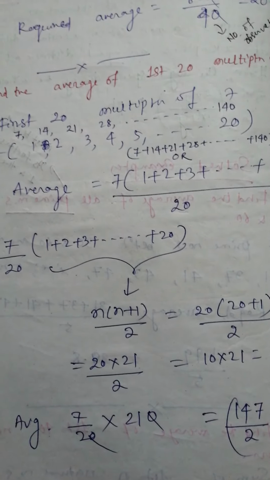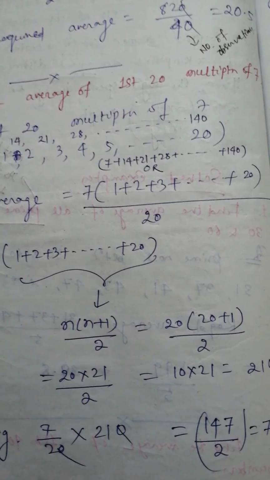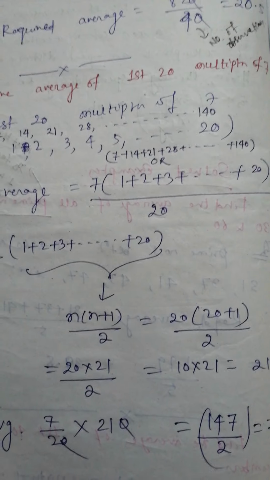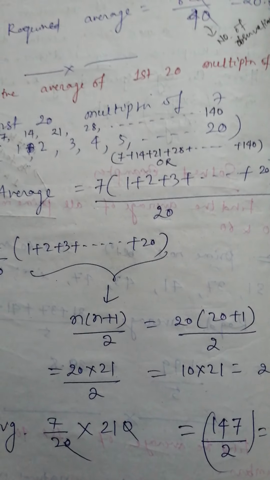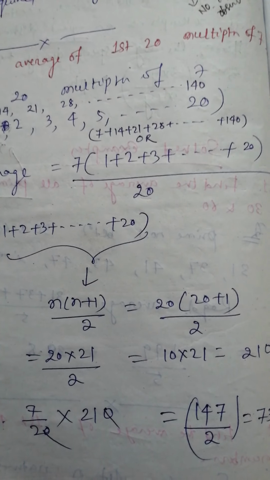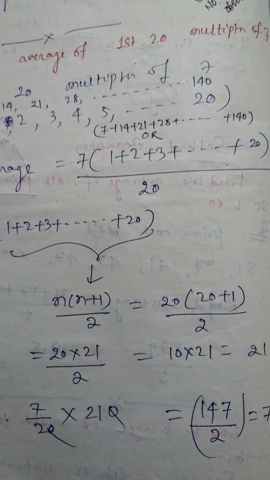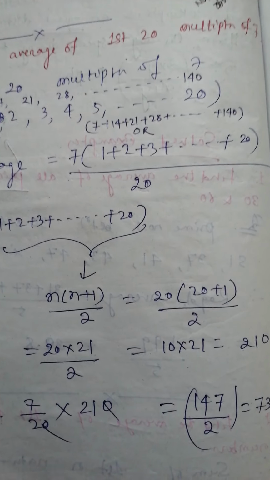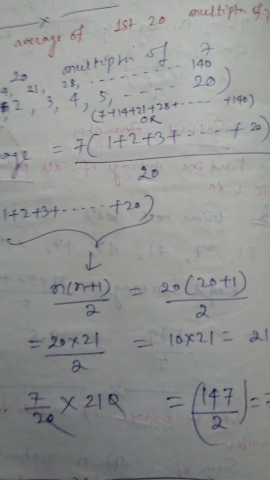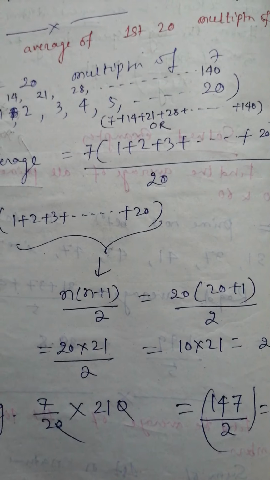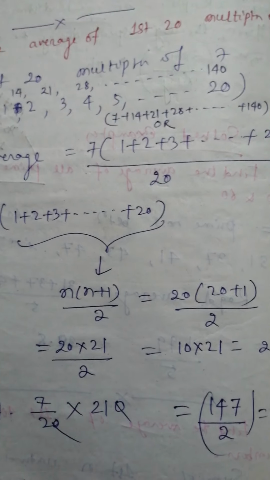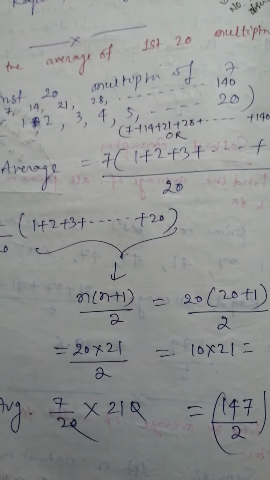Fine. So average equals 7 plus 14 plus 21 up to 140, because this is a summation of the observations, divided by 20, the number of observations. But I will write it in a manner so that I can go to the formula of n into n plus 1 divided by 2. So I have taken 7 as the common and 1 plus 2 plus 3 up to 20 is the summation.